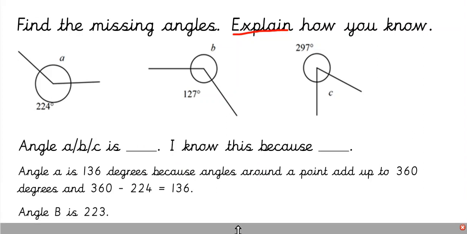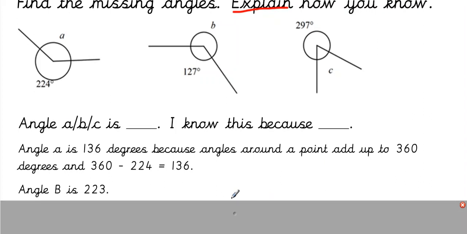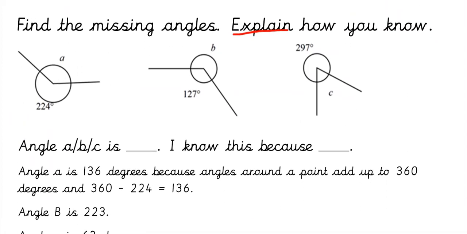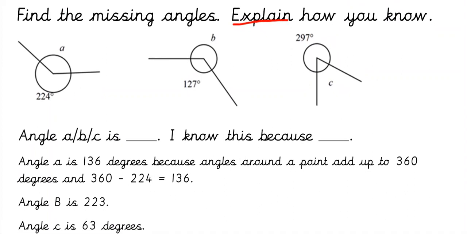Angle B is 223 for the same reasons. And then angle C is 63 degrees. But this time, it's not because it's obtuse, it's because it's an acute angle. But still, the same principle, angles around a point add up to 360 degrees. Well done if you got those ones correct.